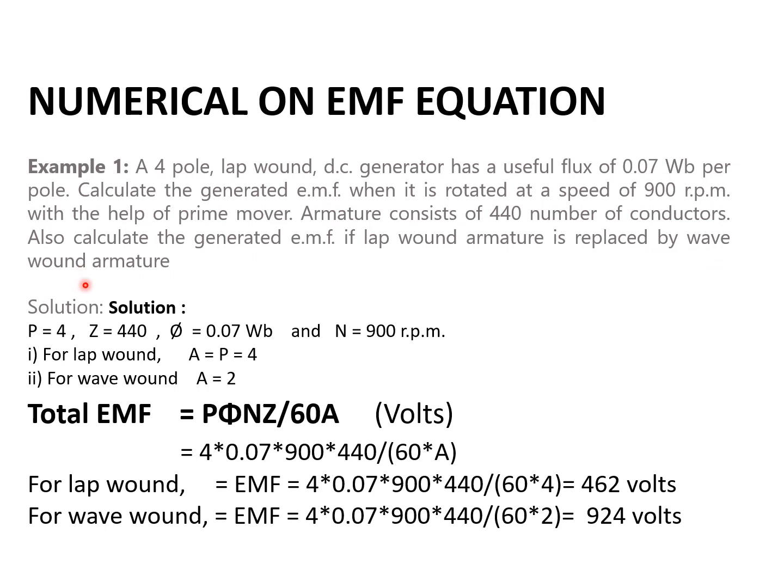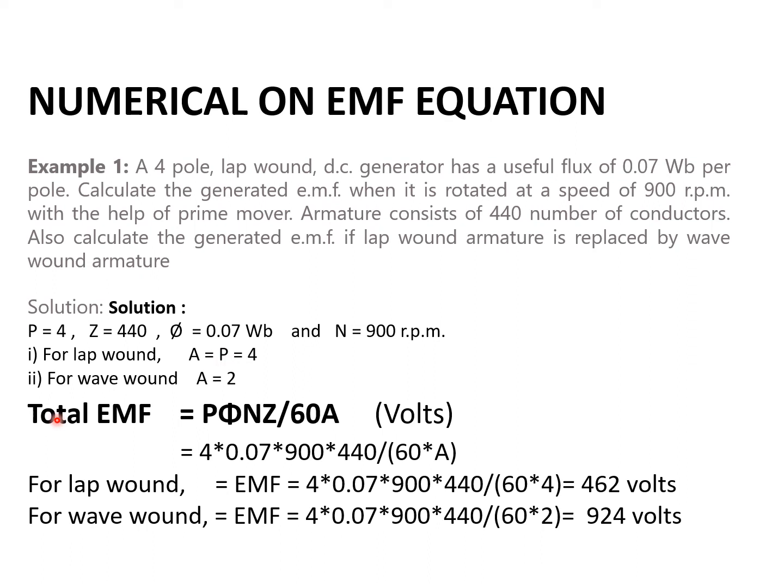So for the solution, what are the given values? P, the number of field poles, is given as 4. Lap wound means the number of parallel paths A should be equal to P. The DC generator has a useful flux ϕ equal to 0.07 and speed is 900. So you have P, Z, ϕ and N. For the lap wound, the first case, you put A equals P, and P equals 4.